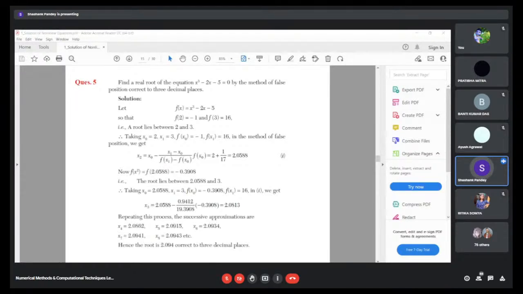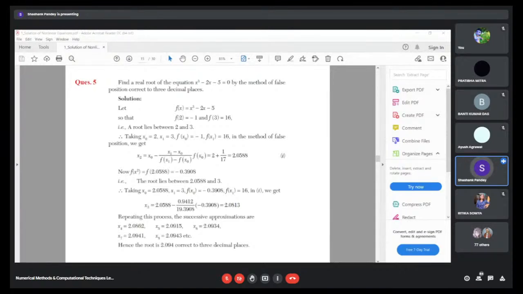Find the real root of the equation x cubed minus 2x minus 5 by the method of false position, correct up to 3 decimal places. Up to 3 decimal places, we are interested in determining the root of this cubic equation. So we have taken two. You can obviously draw on this graph.